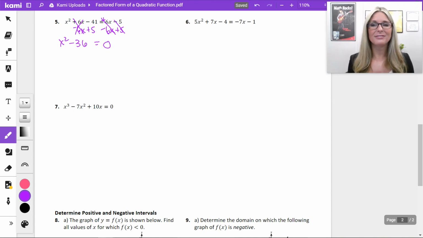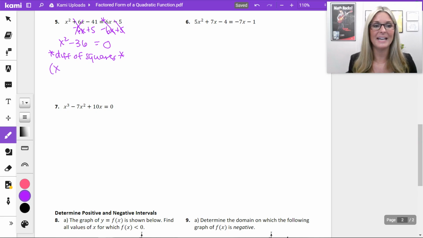Check for a GCF. Nope. Step 3, we're looking for factoring x squared minus 36. I hope you noticed that this is a difference of perfect squares. Therefore, you need to know that formula. The square root of an x squared is an x. The square root of 36 is 6. So this is going to look like x plus 6, x minus 6 is our factored form. Setting each of those equal to 0 and solving, our x-intercepts are going to be negative 6 and positive 6.